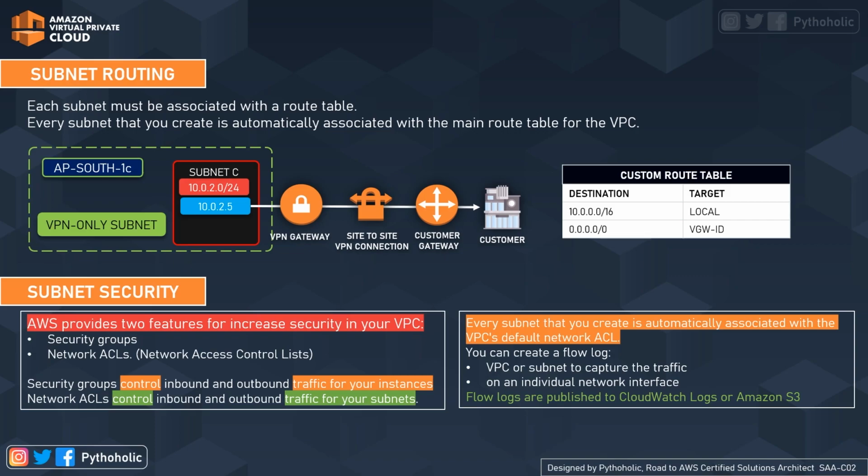And to ensure you have auditing in place, you can also create flow logs, or VPC flow logs, from your VPC, subnet, or an individual network interface to capture the traffic. And that can be published to CloudWatch Logs or AWS S3. So that actually makes it very reliable when it comes to auditing or debugging issues.